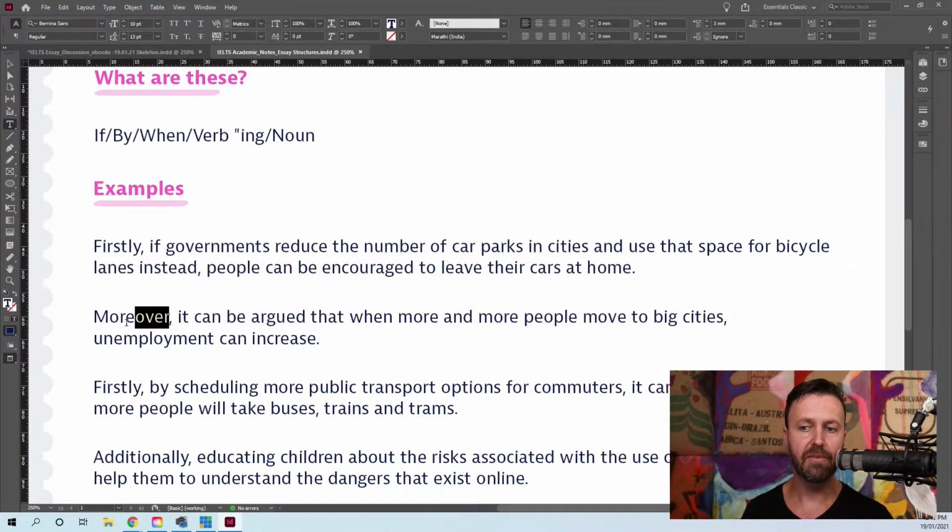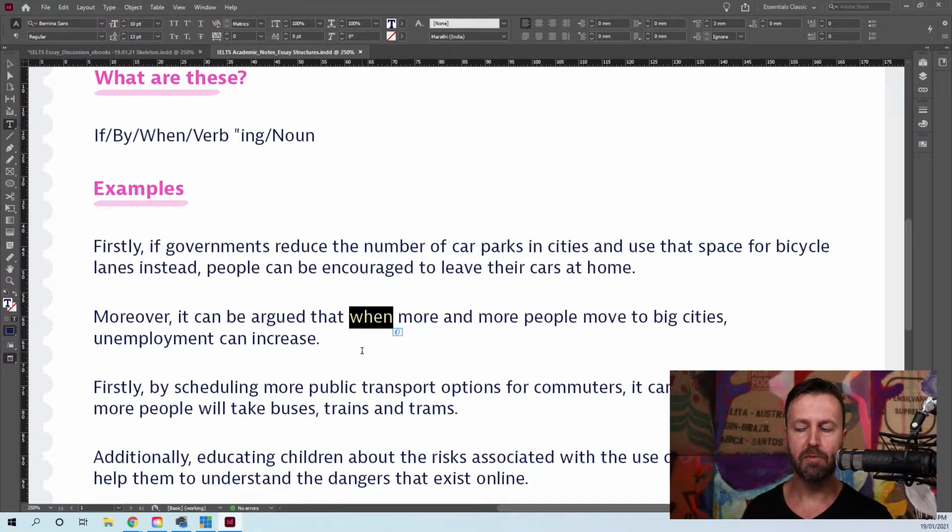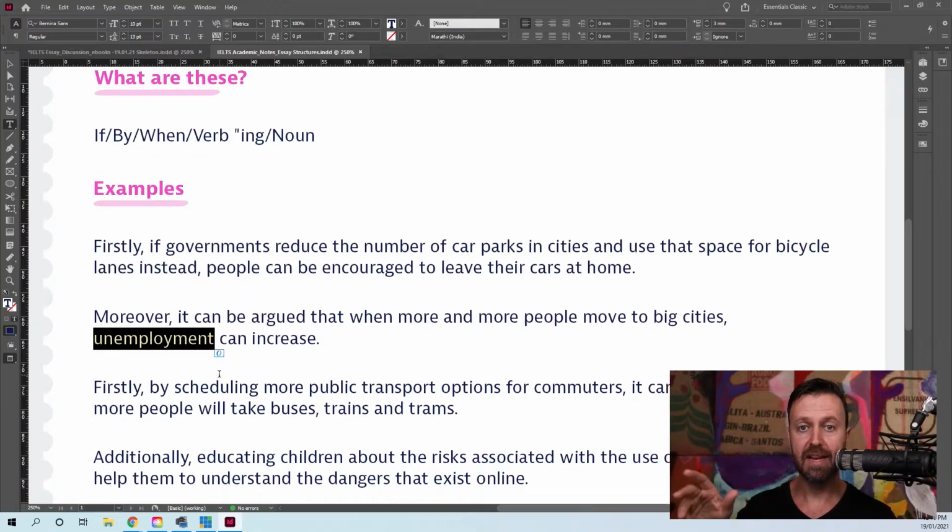The next one here is moreover. Then we have it can be argued that. So this is, as I mentioned last video, this group of words can be placed in these sentences before these keywords, like before the if, before the by, before the when, and we can choose when we want to do that. But the key word here is when. Okay, so moreover, it can be argued that when more and more people move to big cities, unemployment can increase. So again, we've got the when, blah blah blah, comma, noun. So that's the focus there. So we've got if, when, comma, noun.